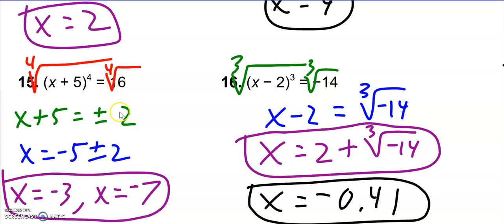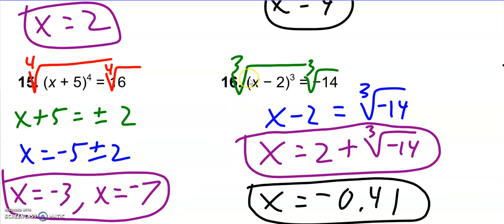So the 4th root of 16 is 2. So I have x plus 5 equals plus or minus 2. Then I can subtract 5. x equals negative 5 plus or minus 2. And since these are both integers, I can actually do this arithmetic. Negative 5 plus 2 is negative 3, and negative 5 minus 2 is negative 7.